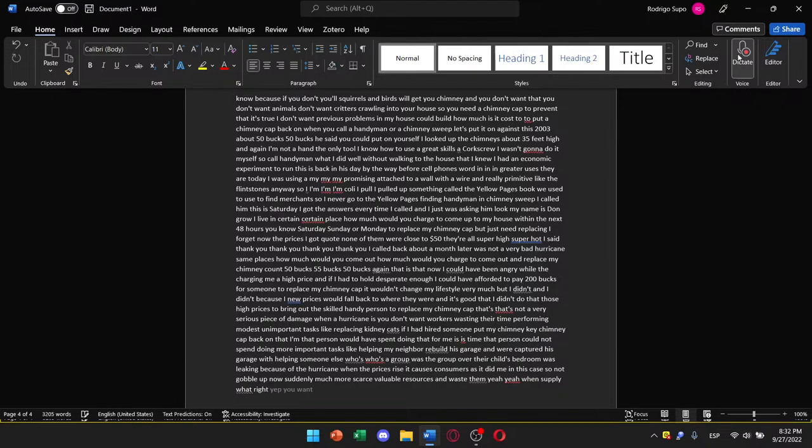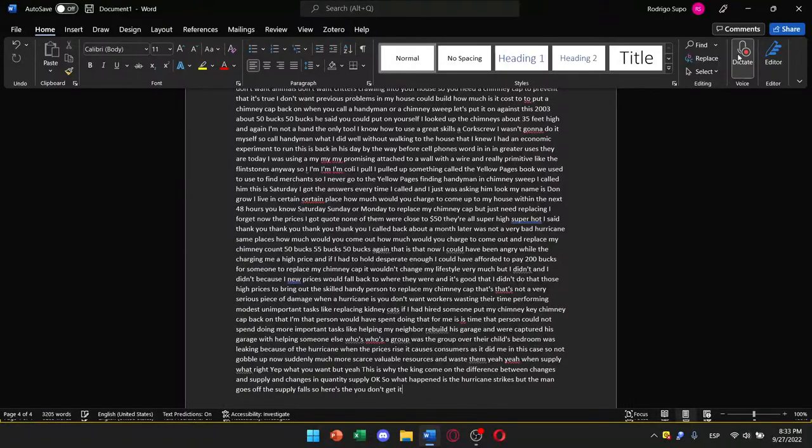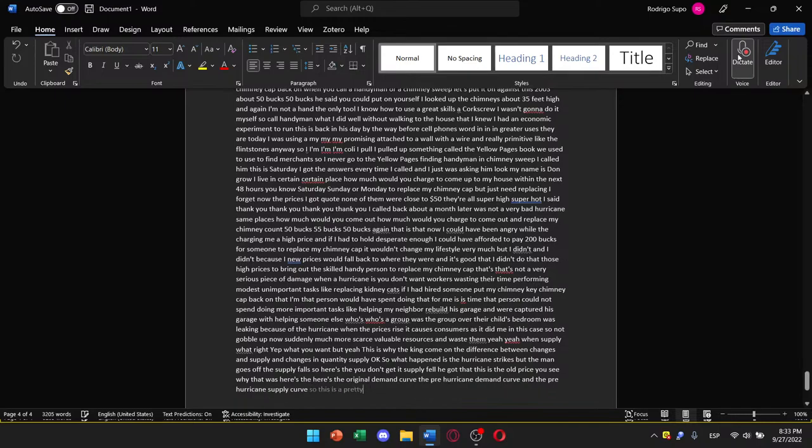But again, this is why I have to keep in mind the difference between changes in supply and changes in quantity supply. Okay? So what happened is the hurricane strikes, supply fell, you got that. This is the old price. You see why that was. Because here's the original demand curve, the pre-hurricane demand curve, and the pre-hurricane supply curve. So this is the pre-hurricane price. Now the hurricane strikes. Demand goes out, supply falls. This is the new supply curve, right?